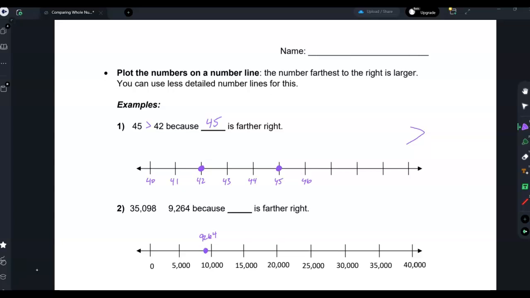35,098, that's going to be really close to 35,000. About there. It just needs to be roughly where it goes. And so again, we can see 35,098 is definitely further to the right. So that one is the bigger number in this case.